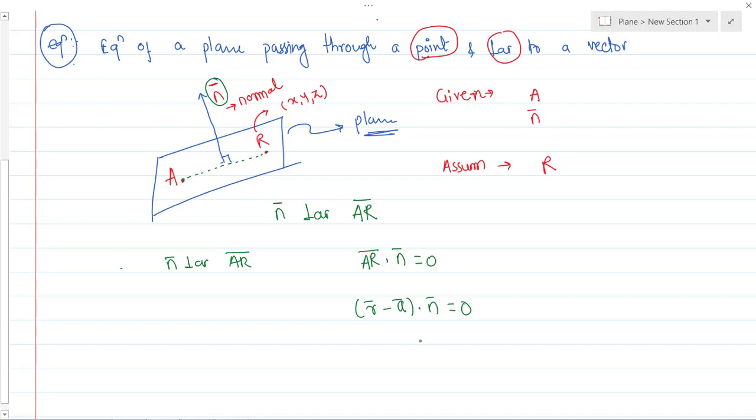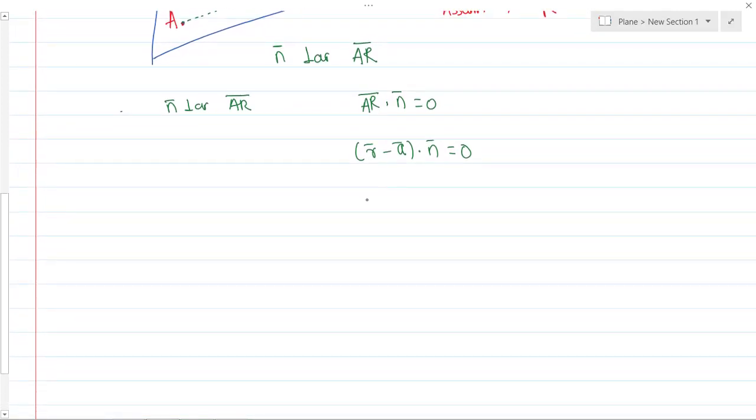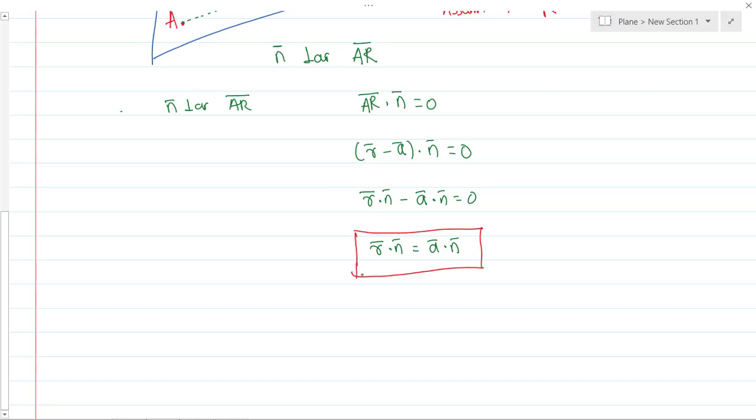Further simplifying this, you will get R bar dot n bar minus A bar dot n bar equals 0. So R bar dot n bar is equal to A bar dot n bar. That's it. This becomes my general equation of a plane passing through the point and perpendicular to the given vector. All of these forms are the same plane equation.